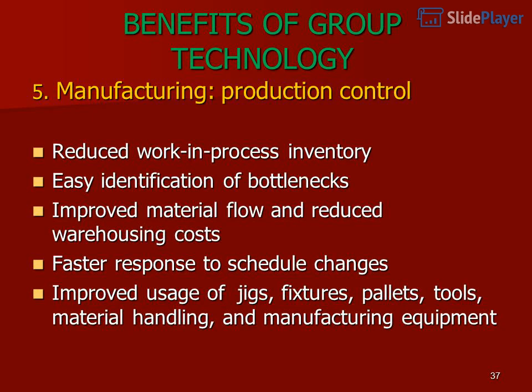Benefits of group technology. 5. Manufacturing, production control. Reduced work in process inventory. Easy identification of bottlenecks. Improved material flow and reduced warehousing costs. Faster response to schedule changes. Improved usage of jigs, fixtures, pallets, tools, material handling, and manufacturing equipment.